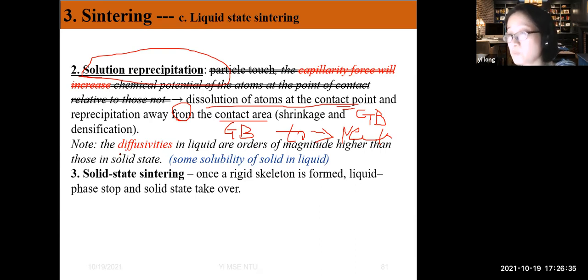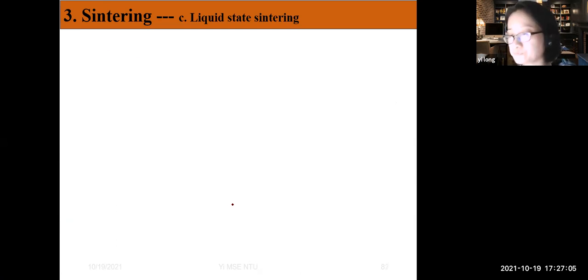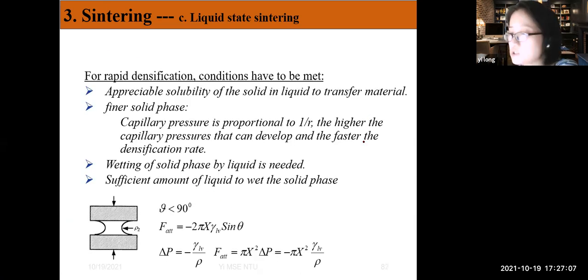Okay, and we also mentioned diffusivity in liquid. The diffusivity of atoms in liquid is orders of magnitude higher than in solid, right? In the solid phase, it is because you have to move through the vapor. As we explained in the tutorial, you use milk powder to understand this. Milk powder will be much easier to move through water compared with vapor. That's what we are trying to say. And step 3 is just solid state takeover and densification. These are the 4 conditions, so it is also very important.